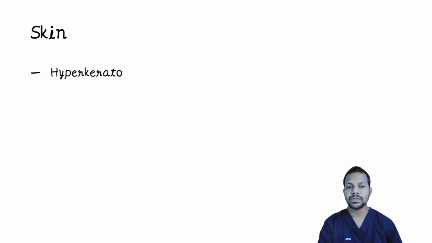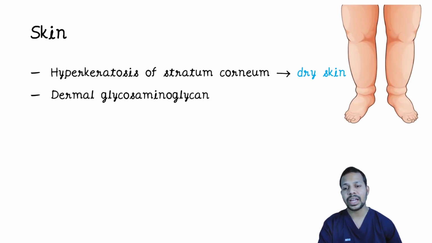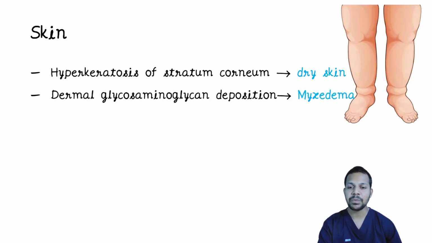Let's look at the skin manifestations. The outermost layer of the skin, which is the stratum corneum, is hyperkeratosed. Because of that, the patient will have dry skin. And then there is deposition of glycosaminoglycans in the skin. They will further trap water. Because of that, the patient will have non-pitting edema again. We call it myxedema.